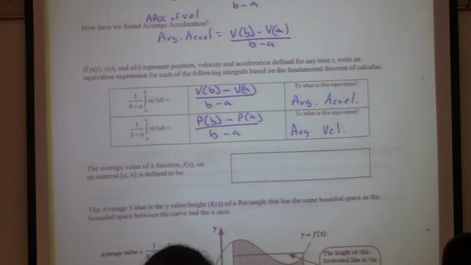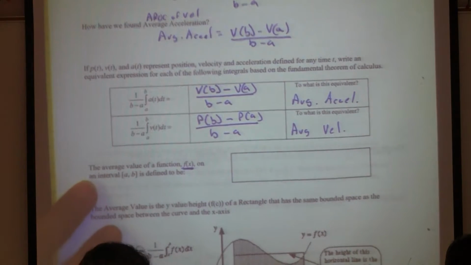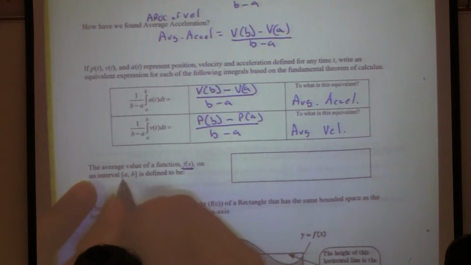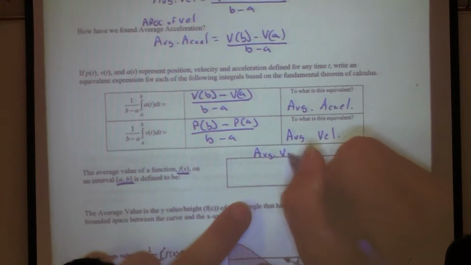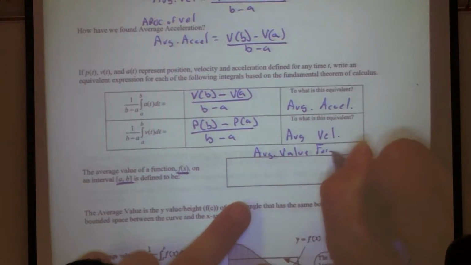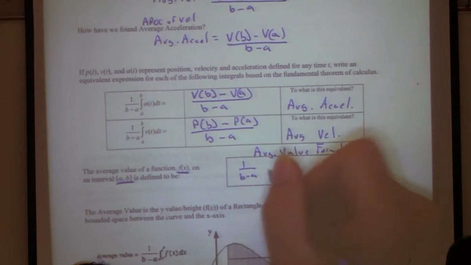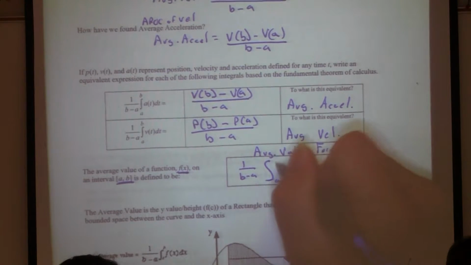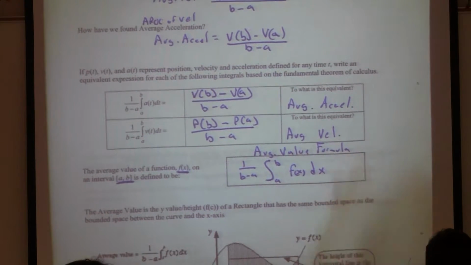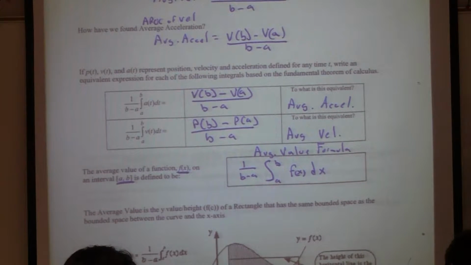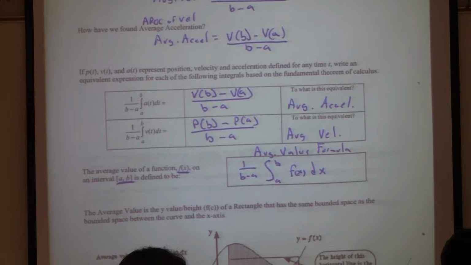You got it? Yes? Alright, so the average value of a function, whatever that function may be, whatever that function may represent, on a specific interval can be defined to be what? What do you think that average value formula is going to be? 1 over B minus A times the integral from A to B of f of x dx. Super easy? So if you notice a fraction in front of an integral like that, it may possibly be that you're finding average something.